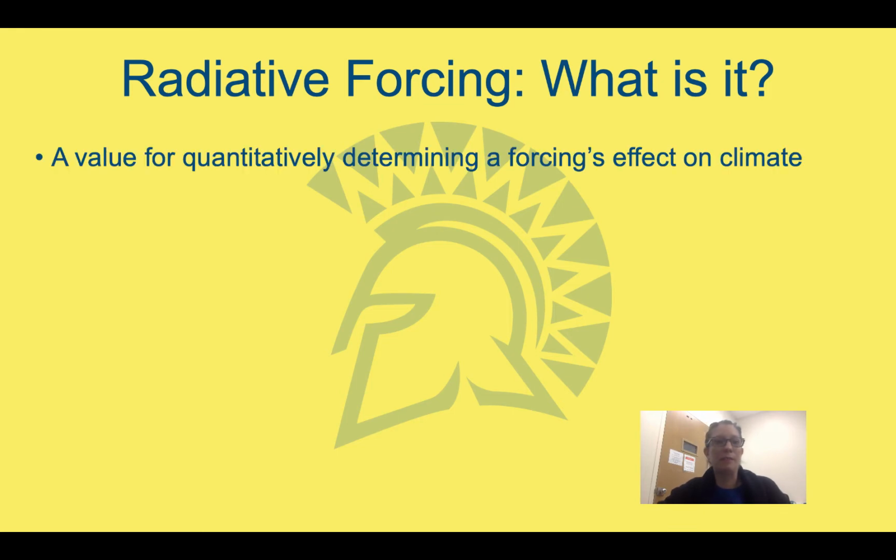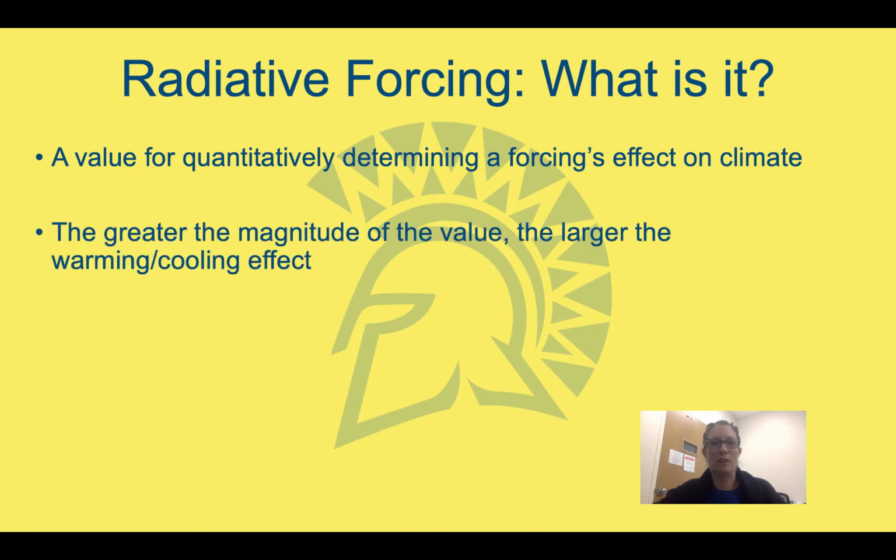So what is it? It's a value to quantitatively determine a forcing's effect on the climate. The greater the magnitude of the value, the larger the warming or cooling effect. So you're basically putting a number on how much a single thing is going to affect our climate. And once you put a number on it, you can say, okay, the larger the number, the greater the warming or the cooling, and the smaller the number, the lesser the warming or the cooling.